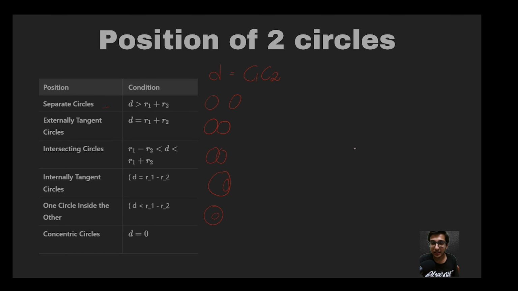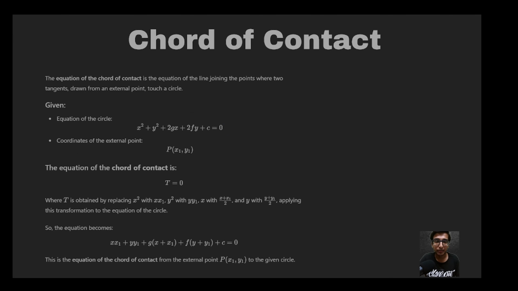And concentric circles, we know, are nothing but circles having the same center. Of course, the radius of one is greater than the radius of the other. So that is when we represent concentric circles. These are important concepts you need to remember.